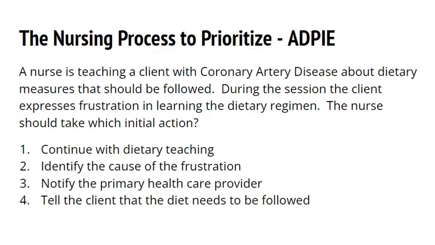So we're going to skip Maslow just because we're focusing on the nursing process step right now. And that is assess before we intervene. So let's go ahead and look at our answer choices. Continue with teaching. That is an intervention. We're not getting any information. Identify the cause of the frustration is an assessment. Notify the primary health care provider is an intervention. And tell the client that the diet needs to be followed is also an intervention. So we have 1 assessment and we have 3 interventions.